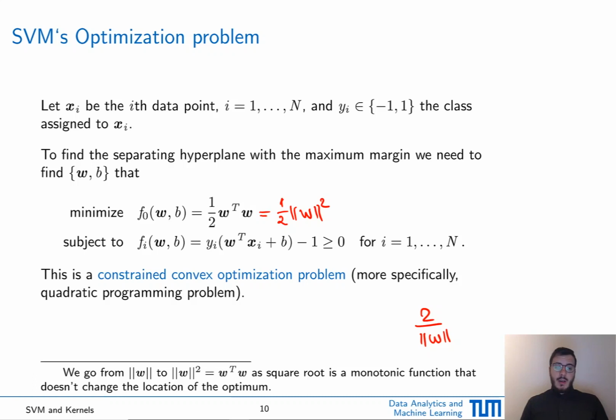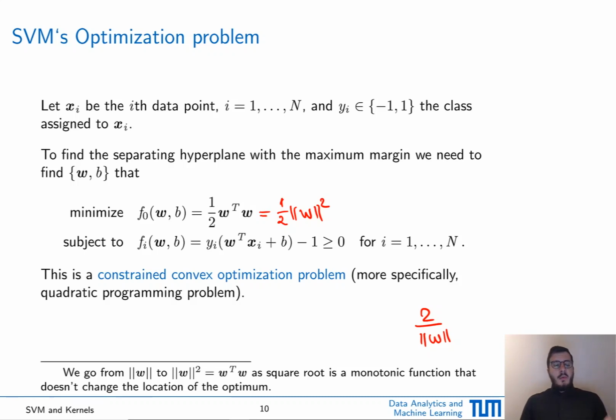So putting everything together, we have an optimization problem in which we're looking for a weight vector w and a bias term b such that the norm of the weight vector is minimized, which corresponds to maximizing the margin, and the constraints, which enforce that all of the data points are correctly classified, are satisfied.